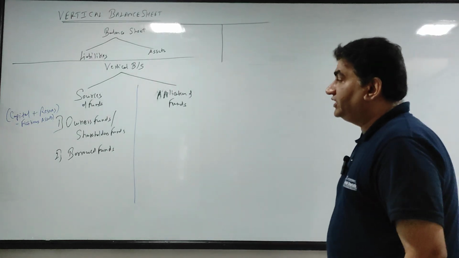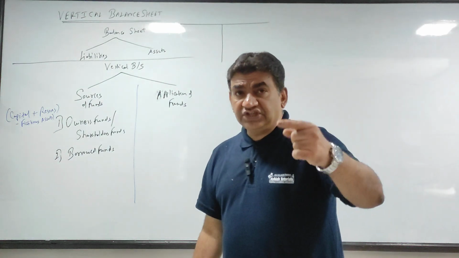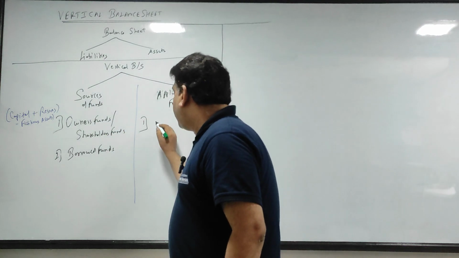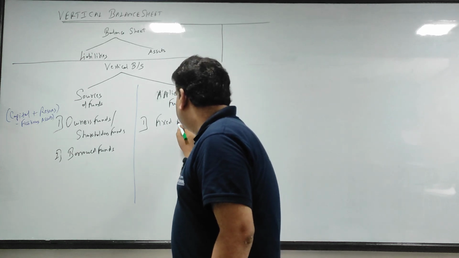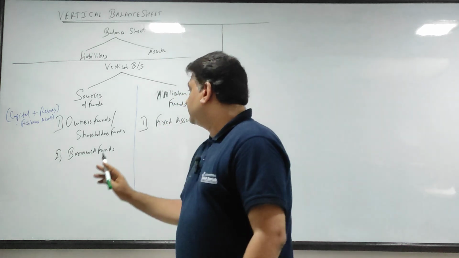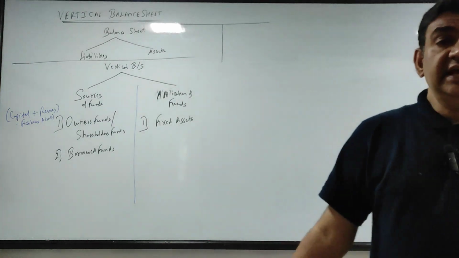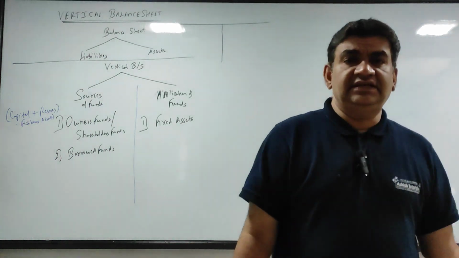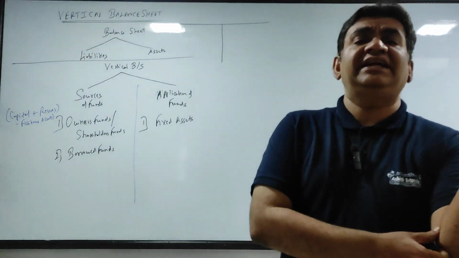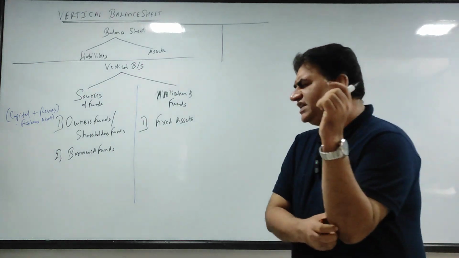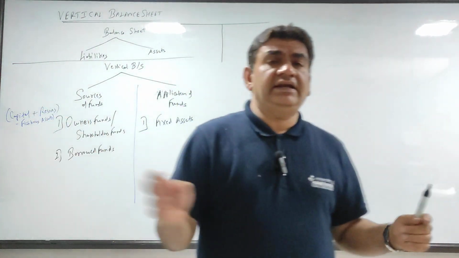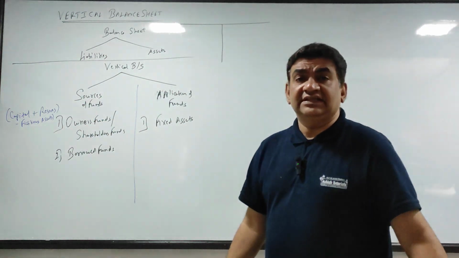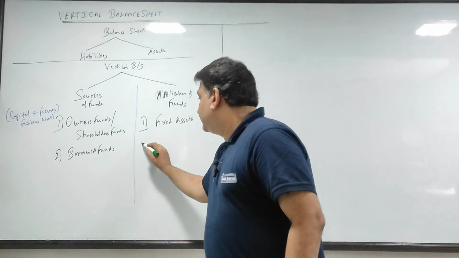Now coming to application of funds. Application is divided in three parts. Sources was in two main parts, application in three parts. The first part is fixed assets. You all know very well, you all are studying since FYJC. Fixed assets means all your tangible, intangible: land, building, plant, machinery, furniture, computer, laptops, goodwill, patent, copyright, trademark, all fixed assets, tangible, intangible, come under this head, fixed assets.